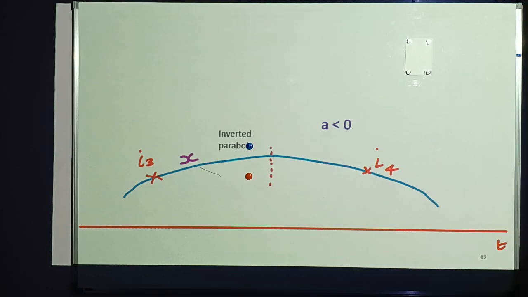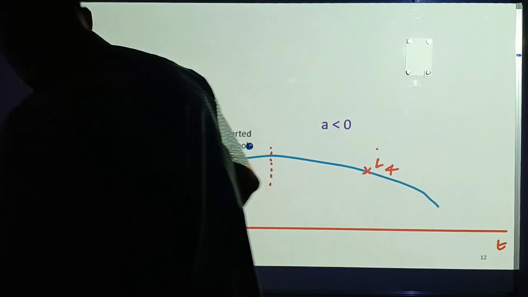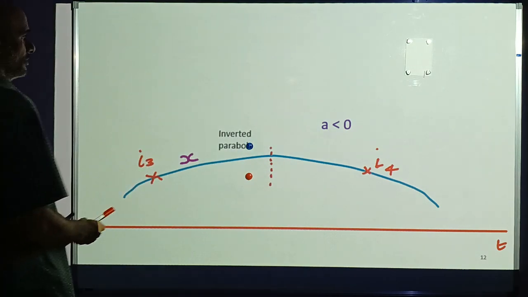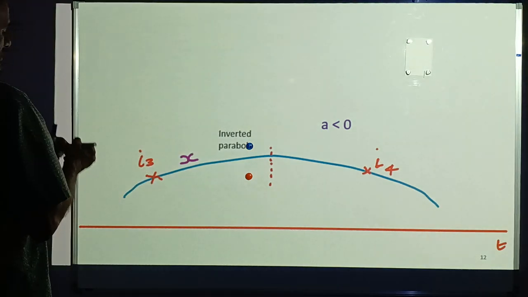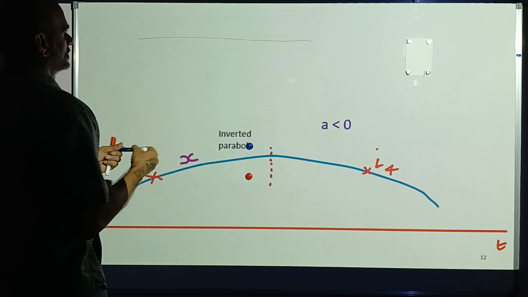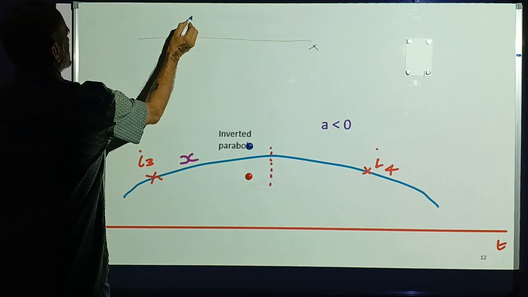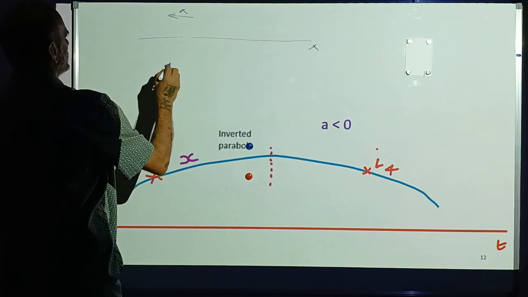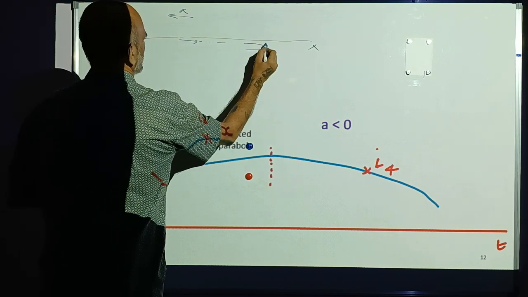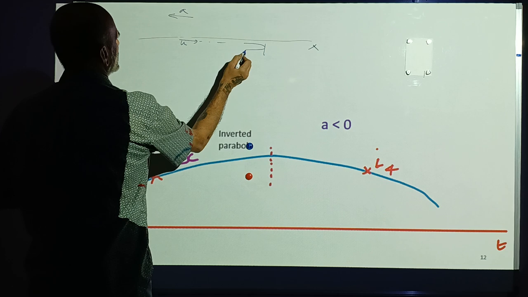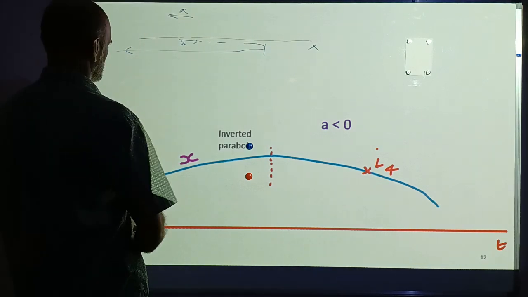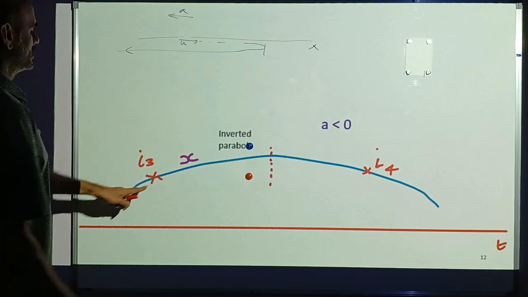Similarly, consider when the acceleration is negative. The xt curve will be an inverted parabola. This is the positive x-axis. So acceleration is negative, so acceleration is this way. The initial velocity is this way. It will keep on decreasing and then it will turn back and go like this. So this is one possibility. Here the initial velocity is positive. That corresponds to this case.